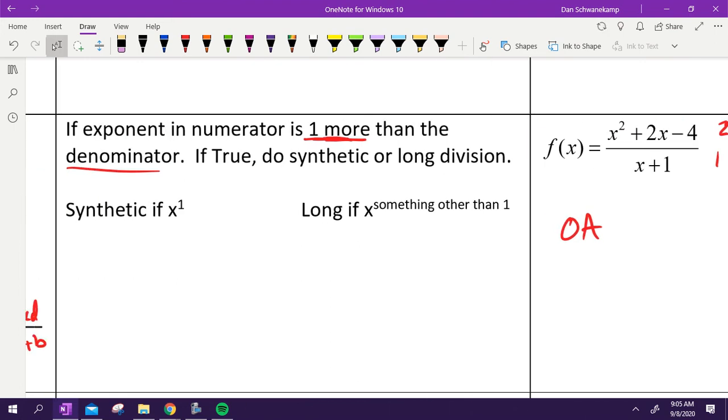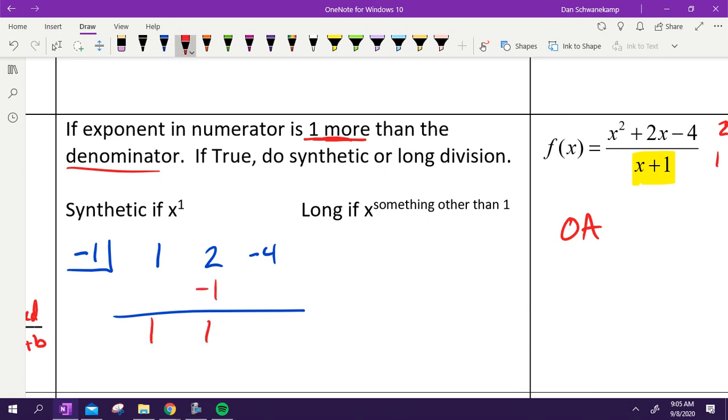Then it comes down to the decision. Can I do synthetic division, or do I have to do long division? In this case, I'm dividing by x plus 1. If I'm dividing by x plus 1, can I do synthetic division? Yeah, you can. And so we are going to do synthetic division. I'm dividing by x plus 1, so cool. I'm going to put -1 in the box. My leading coefficients are 1, 2, -4. Drop my 1, multiply, add, multiply. I don't care. The remainder does not matter here.